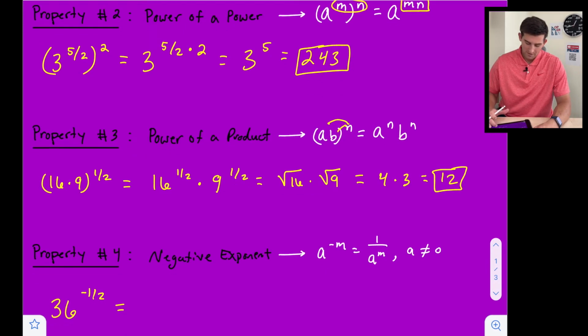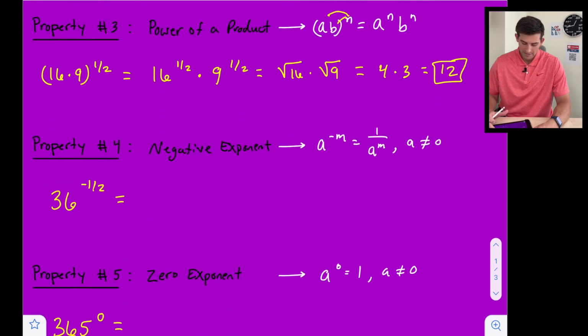All right, property number 4, negative exponents. So in our algebra here, we have a to the negative m is equal to 1 over a to the m. And now for the rest of these properties, we're going to have to get into some stipulations. We're going to say, hey, a can't be 0 here because we can't divide by 0. So essentially with a negative exponent, we're just going to take the reciprocal of the base. So a becomes 1 over a.